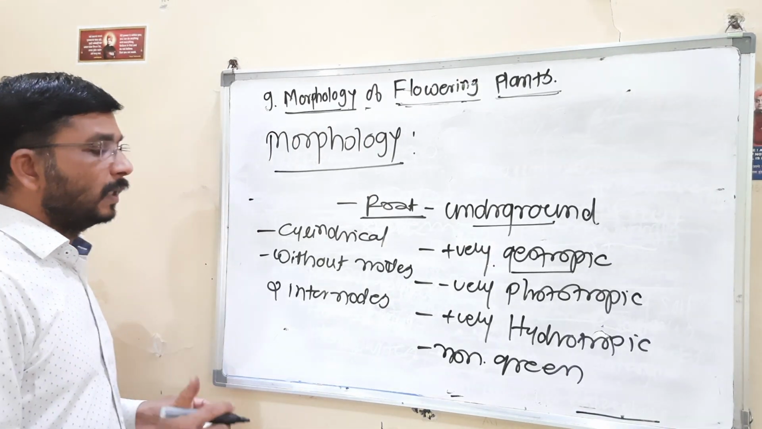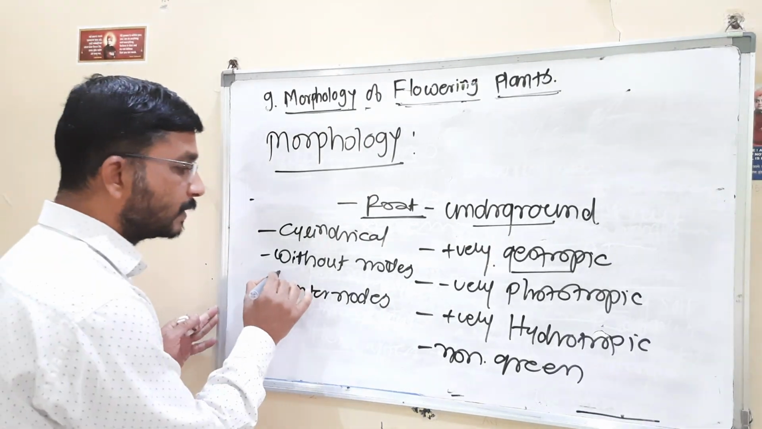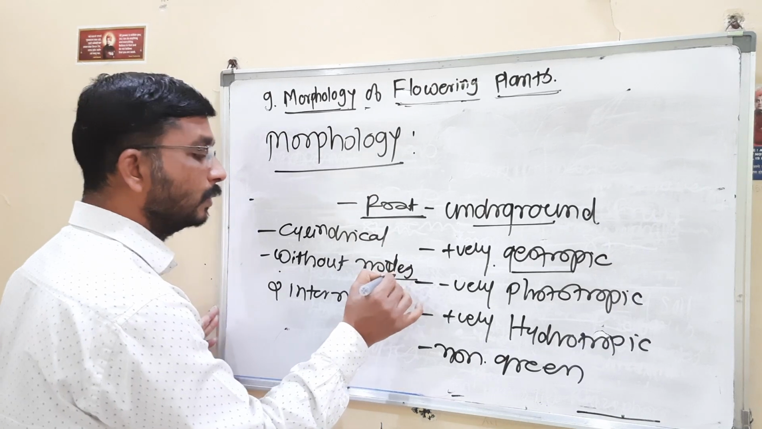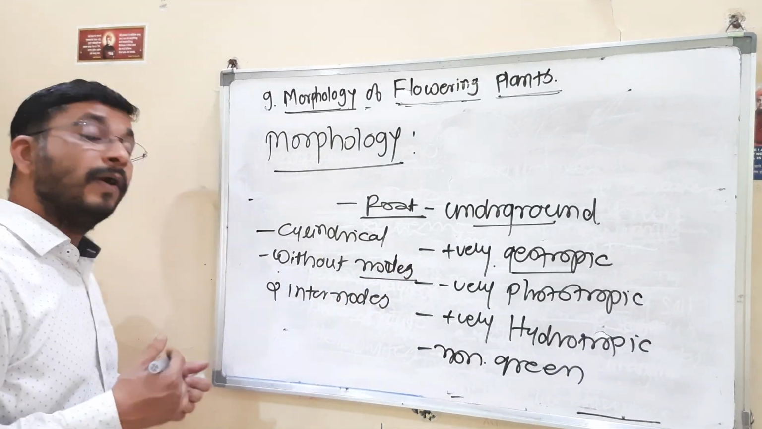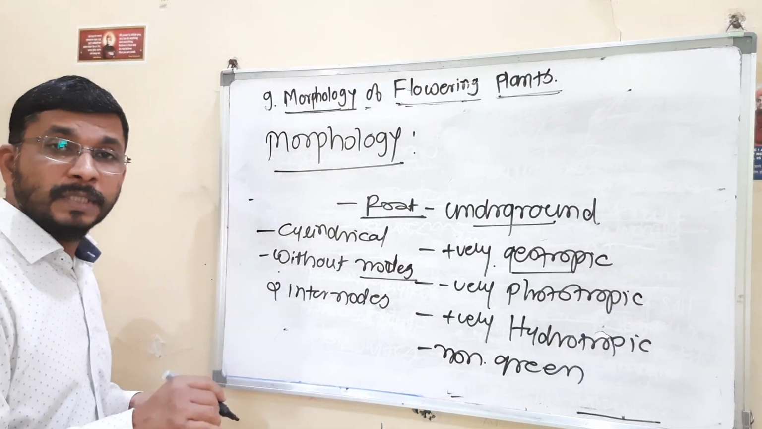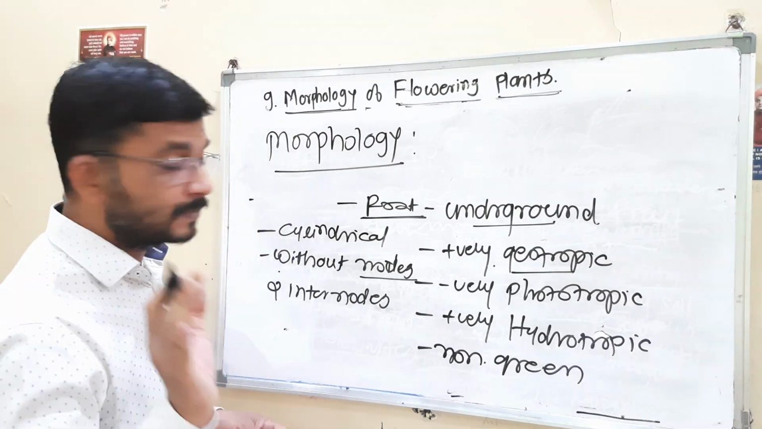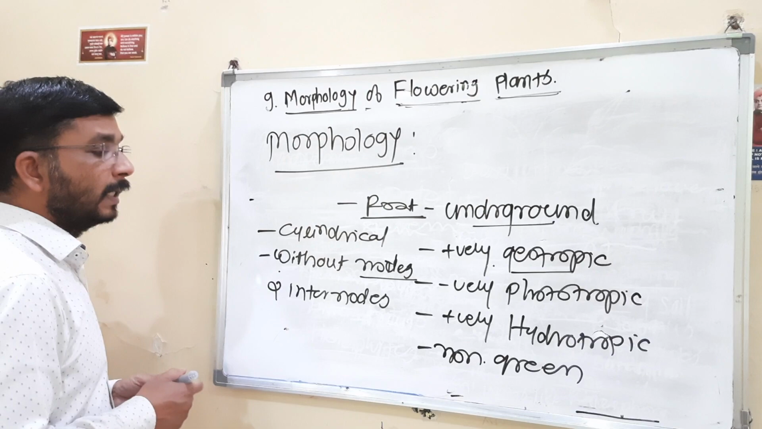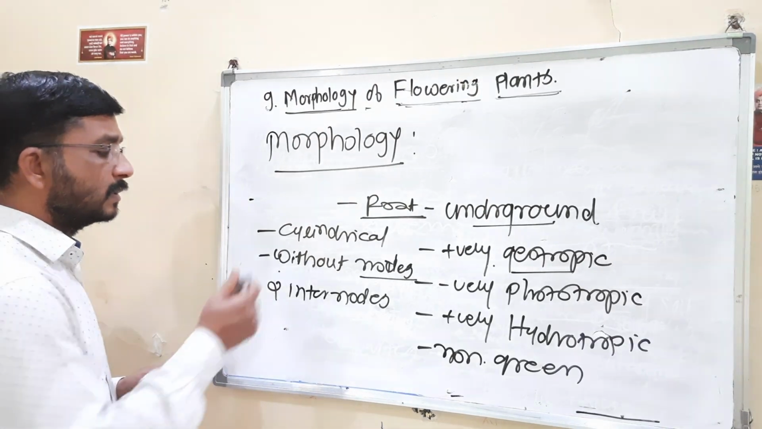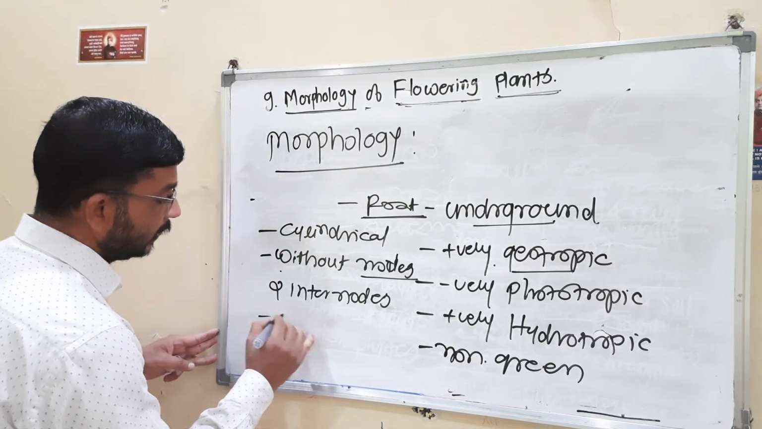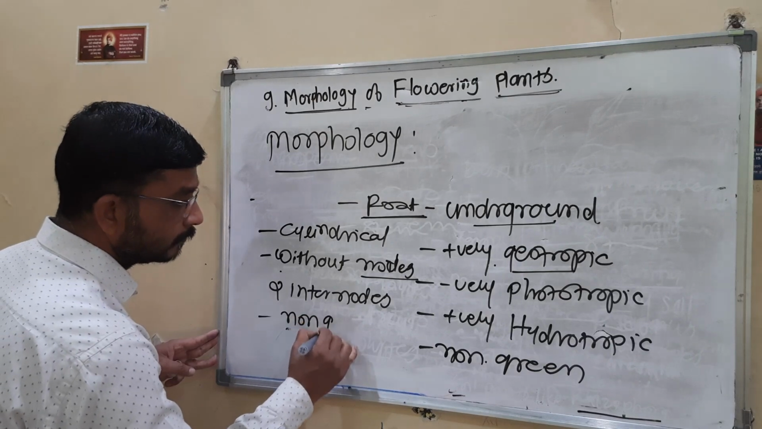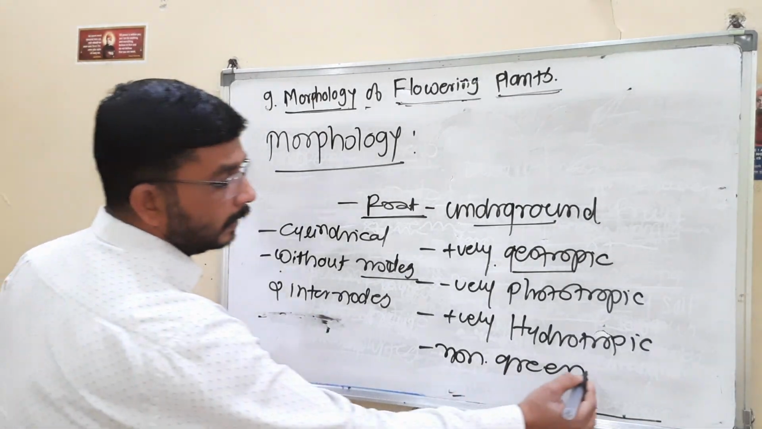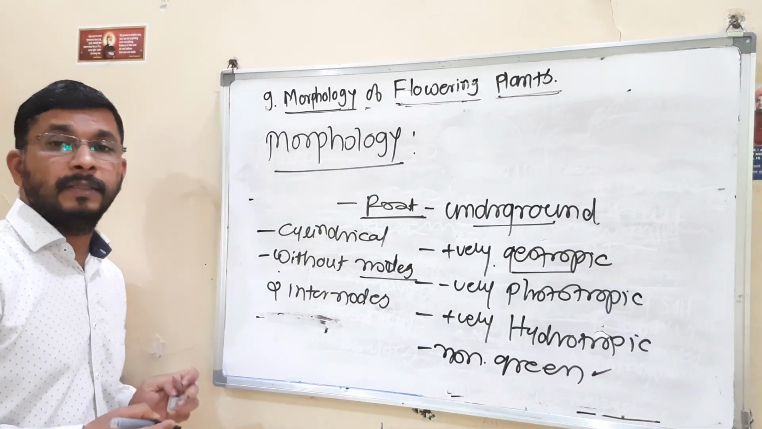How can you identify the root? There is an absence of nodes and internodes. Then where do we find the nodes and internodes? We find nodes and internodes on the stem surface, not on the root. Then another point: the root is non-green in function.